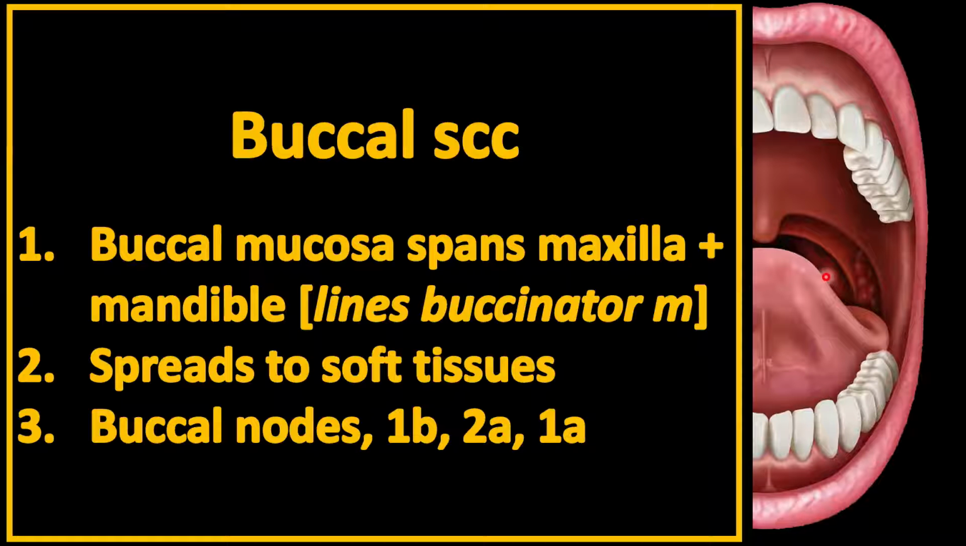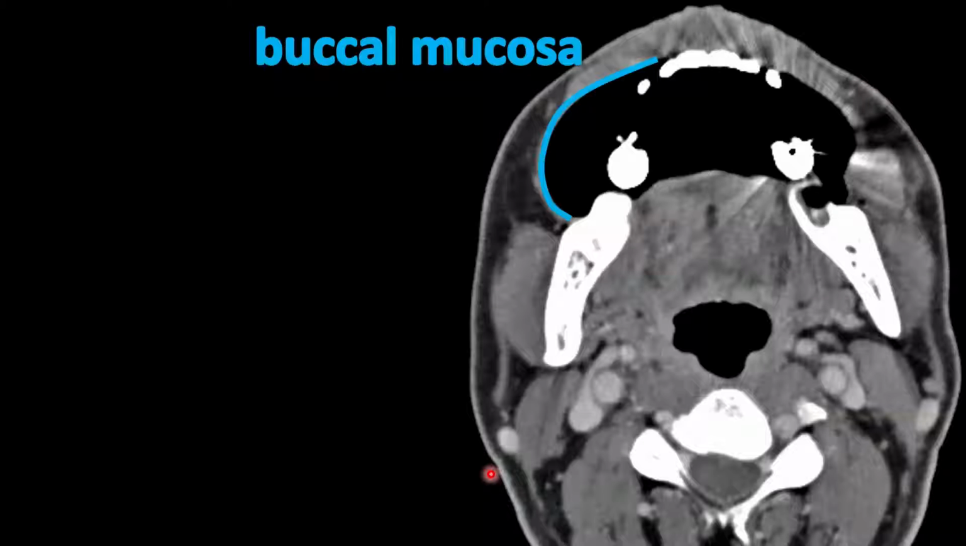And this was, in fact, metastatic disease with extranodal extension, and metastatic disease was actually present in both of these nodes at surgery. So buccal squamous cell carcinomas are those tumors arising from the mucosa that spans the maxilla and mandible and lines the cheek muscle, the buccinator muscle. So these tumors tend to spread out laterally into the soft tissues of the cheek, but can also spread superiorly and inferiorly along that buccinator muscle. And nodal disease is typically to levels 1B, 2A, and 1A.